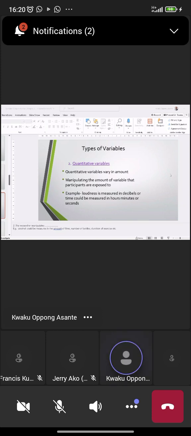Okay. But what I'm saying is that a variable cannot take any two of the forms. A variable can either be qualitative or quantitative. It can be discrete or continuous. It cannot take any of the two forms. Okay. Edward, last person, and then we'll continue. Edward.